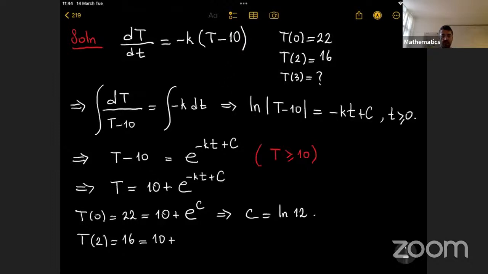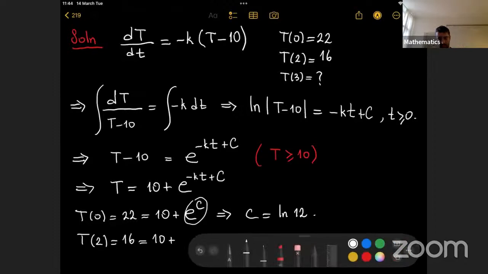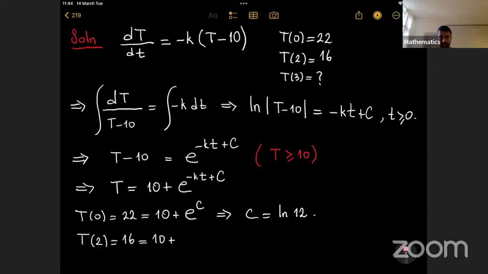Okay, there's one question, e to the power c. Can we say, instead of this, can we say c? You can do it. That's fine. You can do that as well, like in the previous example.